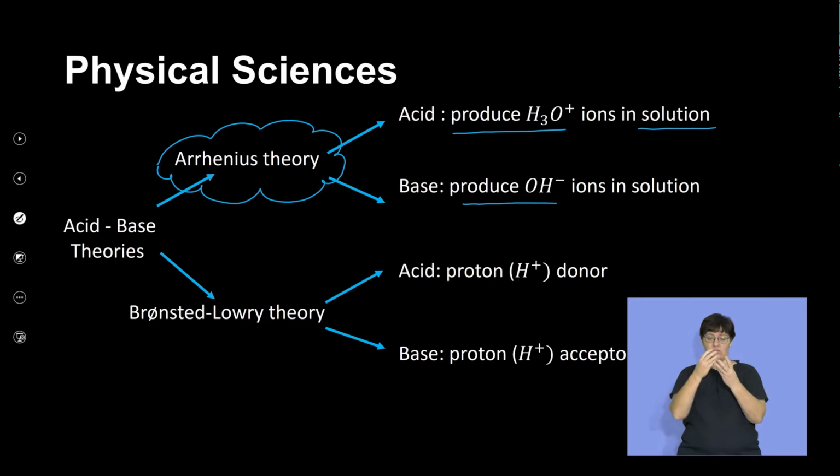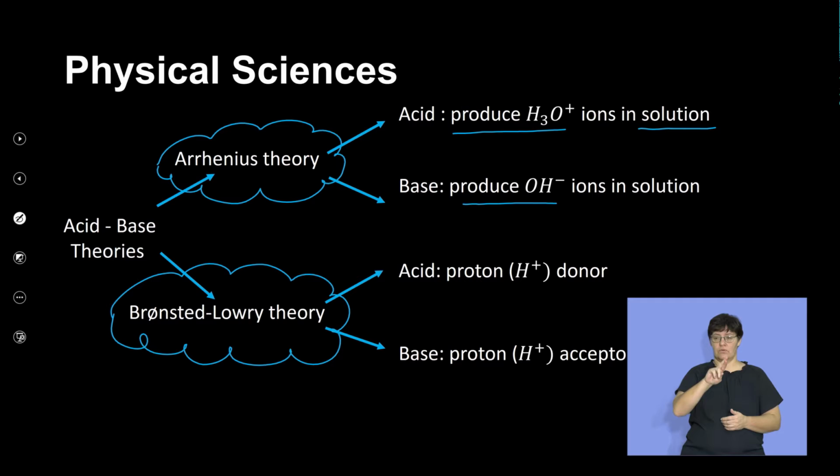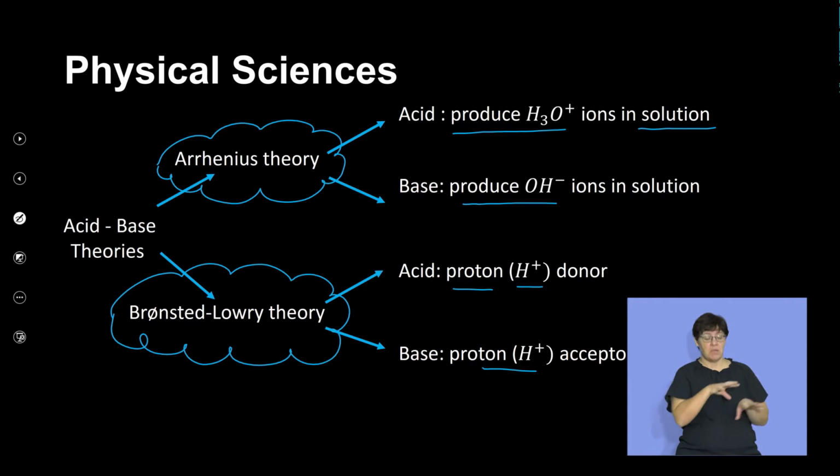The second theory of bases that we must remember, which is very, very important, is the Bronsted-Lowry or the Lowry-Bronsted theory. What does it say? It defines an acid as a proton donor, right? And then a proton is your hydrogen ion, in a solution, but also a base is a proton acceptor. So these are the two theories that are very, very important.